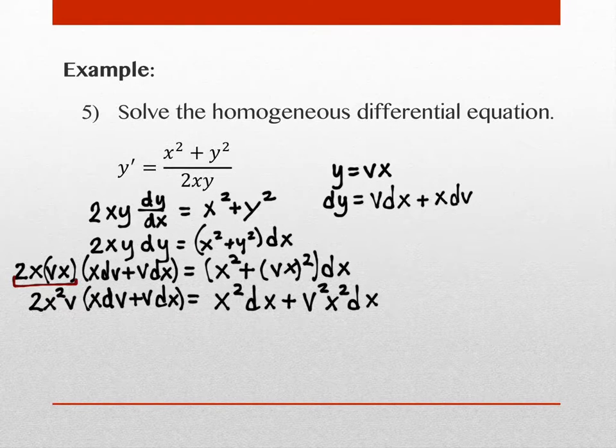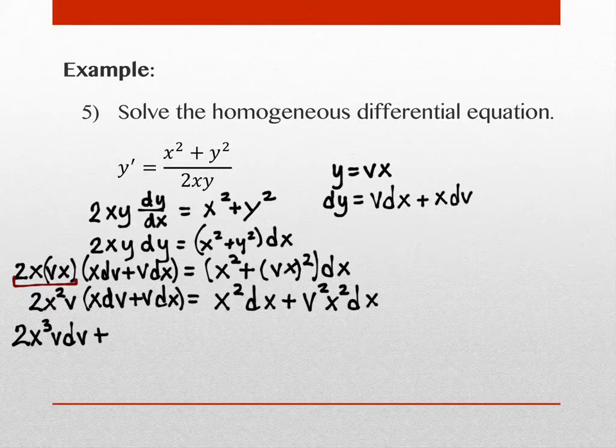Are you guys okay with that so far? I need to do the same thing on the right-hand side by distributing. So I need 2x squared v times x dv, which will give me what? It'll actually be 2x cubed v dv. Oh, did you write yours the other direction? When you wrote vdx, I did the opposite.